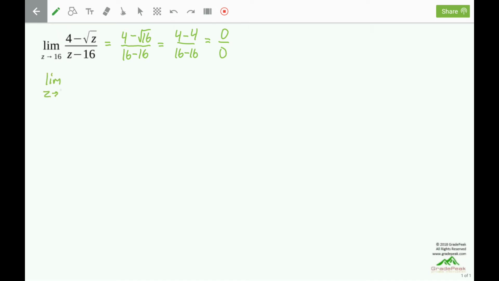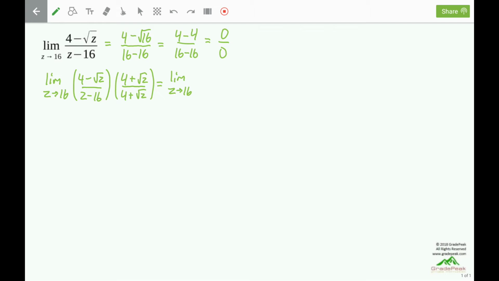So we have limit as z goes to 16 of 4 minus root z over z minus 16 times the root conjugate, which is the 4 and the root z combination, but opposite sign between them, so it'll be a plus here instead. And we want to multiply the numerator and denominator both by that root conjugate so that we have a form of 1. We're not changing the value, we're just changing the look.